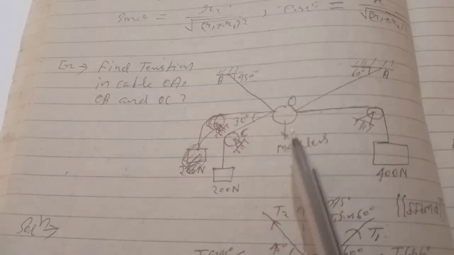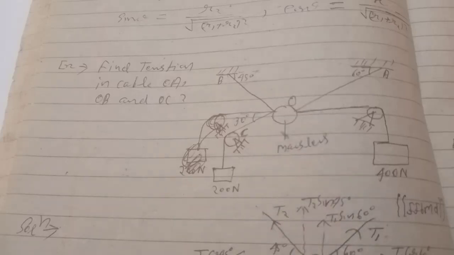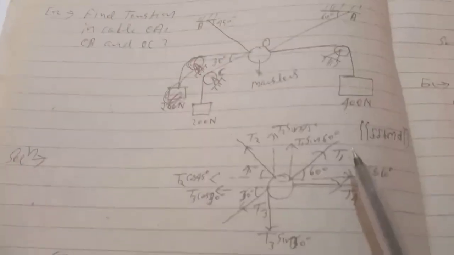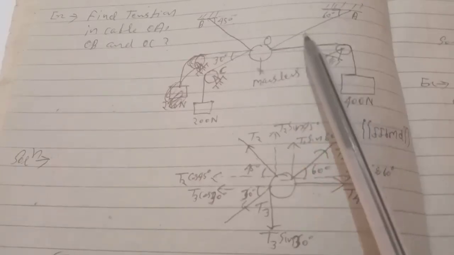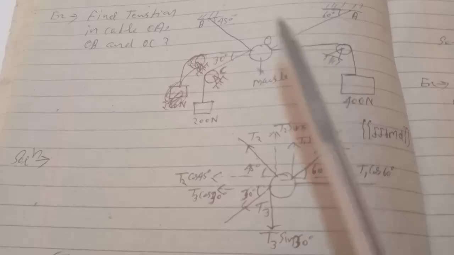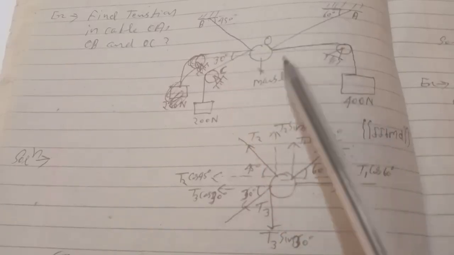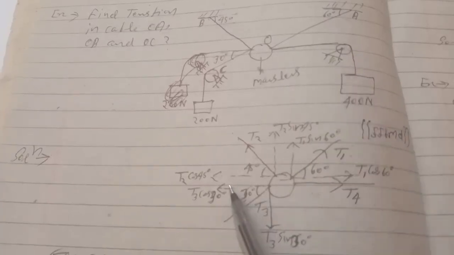So to find the tension in these three cables, we first have to draw the free body diagram of the different bodies and the point. For example, if we draw the free body diagram at the point showing all forces, then consider that in this cable the tension is T1, in this one T2, in this one T3, and in this one T4.